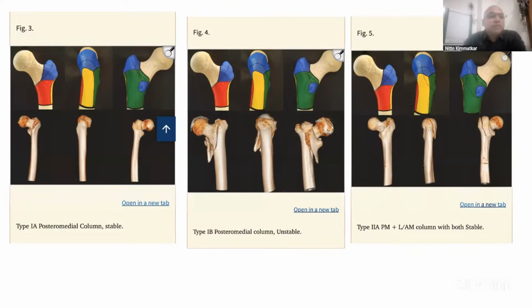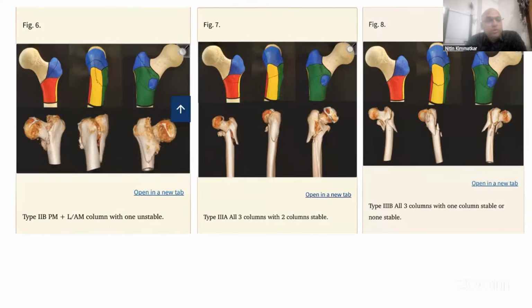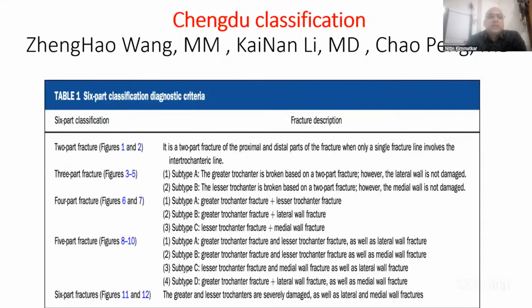Like 1A is having posteromedial column, which is stable. 1B is posterior column, which is unstable, posteromedial. 2A is 2 columns, either posteromedial plus lateral or anteromedial column, but both are stable. And 2B is posteromedial column, lateral or anteromedial, one of which is unstable. 3A is all 3 columns fractured, out of which 2 are stable, and 3B all 3 columns with 3 unstable. This another classification is from Chengdu.